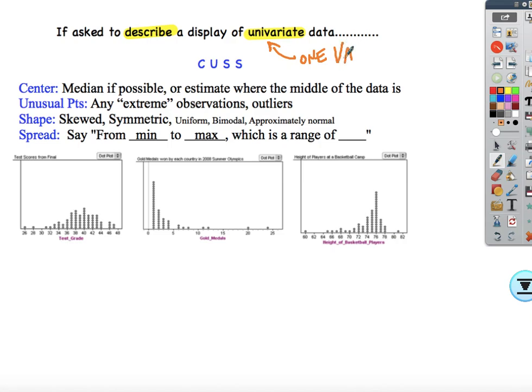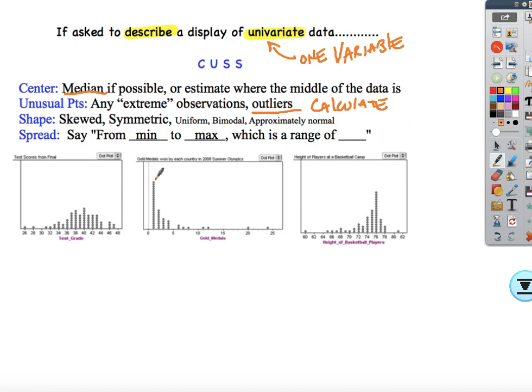One variable, like let's say that one variable is height, or eye color, or salary. Then you're going to discuss it. So make sure you talk about the center, which is the median. Any unusual points like outliers, and you can calculate those. The shape, and then the spread. So say from minimum to maximum, which is a range of.